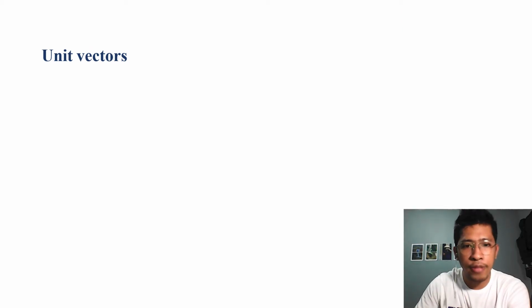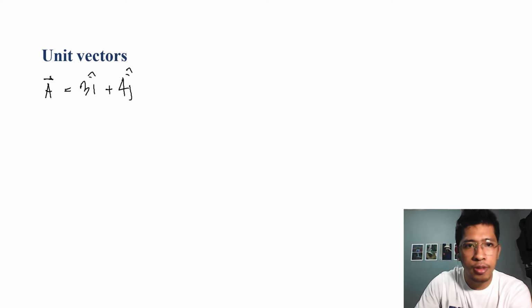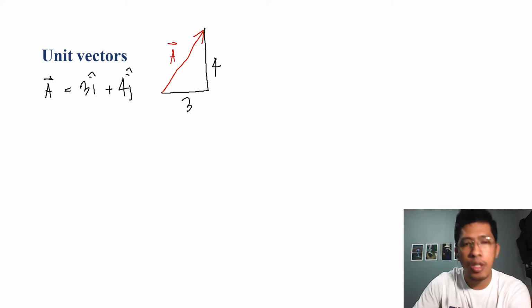Now let us look at your unit vectors in more detail. Suppose we have, for example, your vector A, and vector A has 3 units of magnitude along the x-axis, so you have 3 i hat, and 4 units of magnitude along the y-axis. If we're going to draw this vector, that means those 3 units along the x-axis and 4 units along the y-axis. So our vector A goes like this. So this is here our vector A.